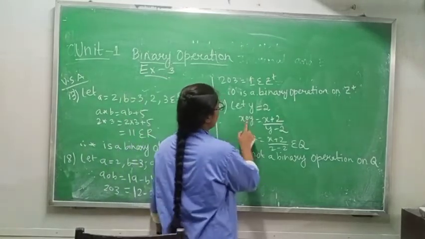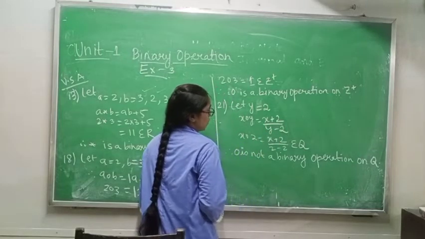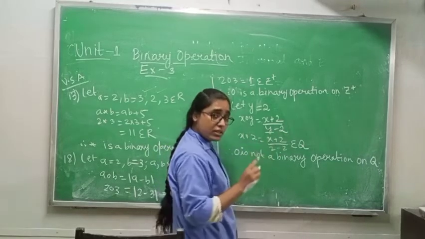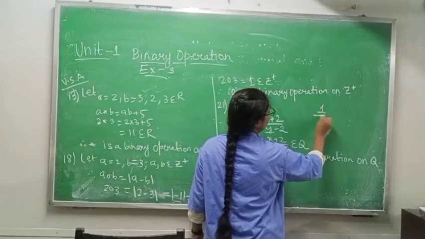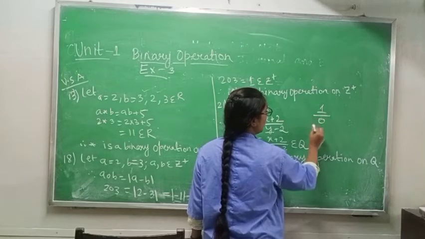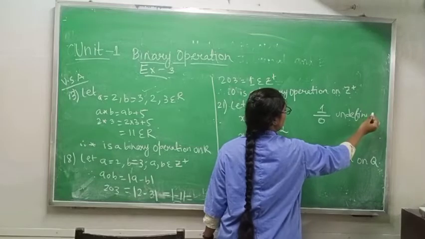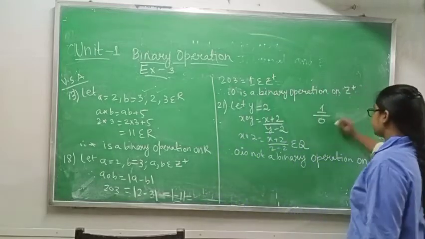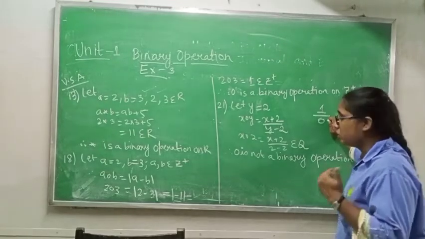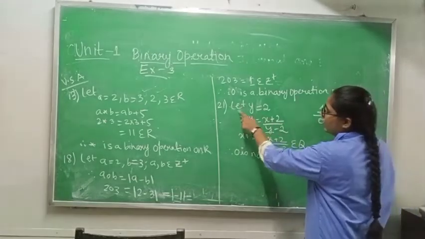The question is x circle y equals x plus 2 by y minus 2. Now class 12, if you take y value 2, what will happen? 2 minus 2 will be 0, and you know that if you have 0 in the denominator, then it will be undefined. Yes or no? It is not possible to define this, so you will write undefined here. No need to write this one. I am just telling you why it is not a binary operation on Q.